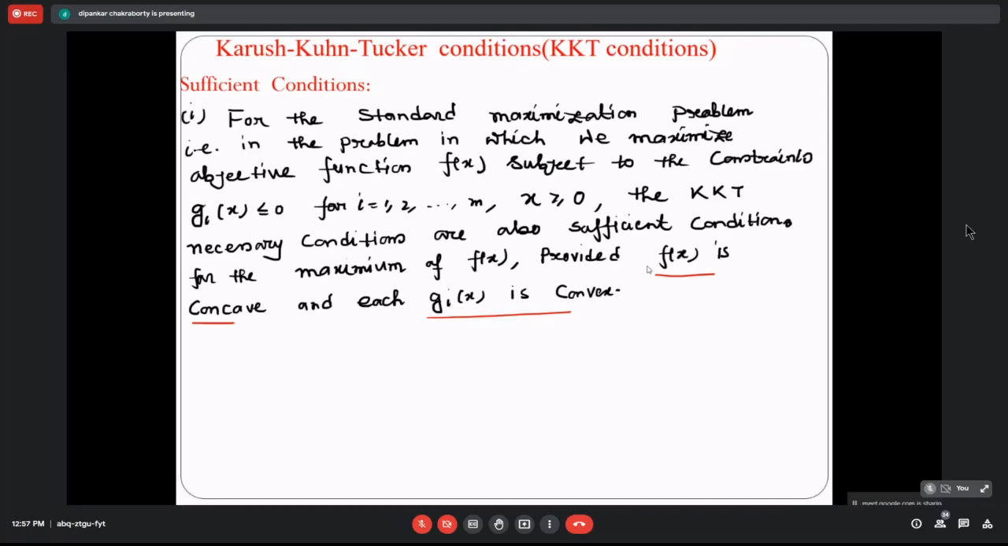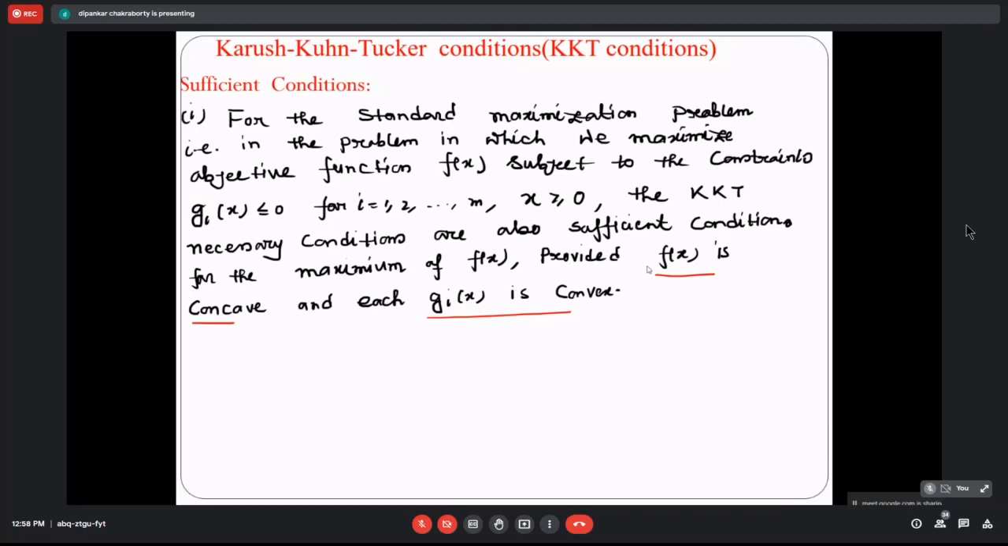Acha, what is the meaning of that? The necessary condition is going to maximize the function f(x). Initially, I mentioned that when the objective function is concave and the constraints are convex, what is the meaning of that? That means from the necessary condition, you are going to get only one point where you are going to get the maximum. Is it clear to you what I'm saying?